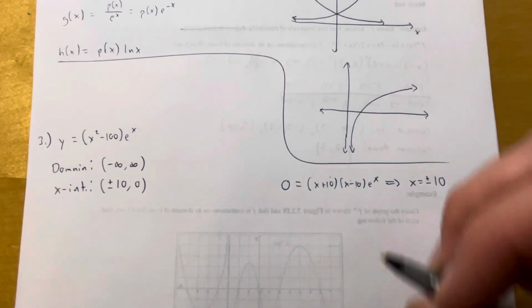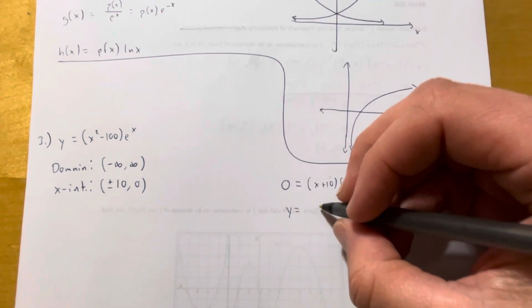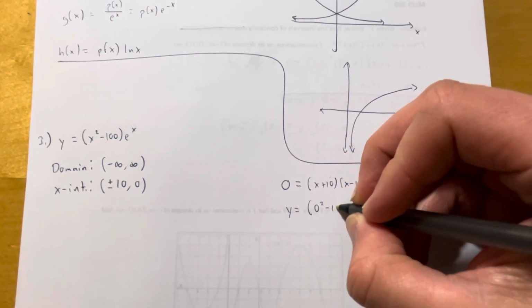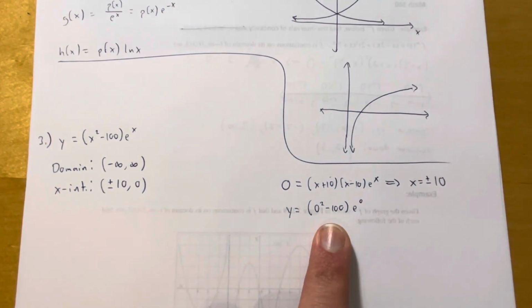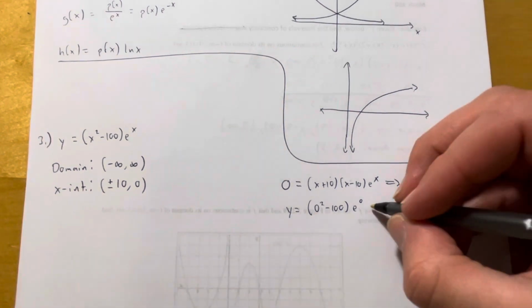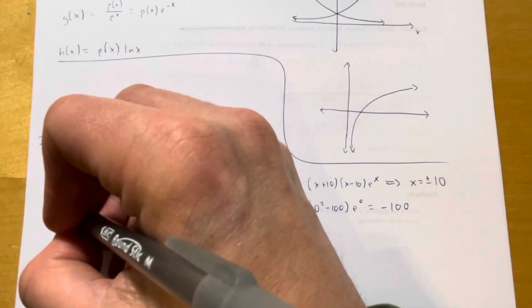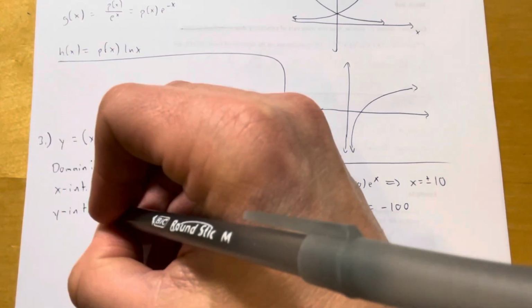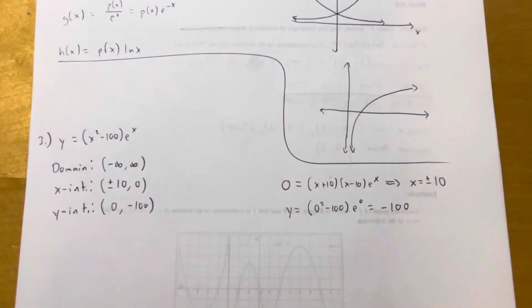For my y-intercept, I plug 0 in for x. So y is equal to 0 squared minus 100 times e to the 0. Well, this would be negative 100, and e to the 0 is equal to 1, so negative 100 times 1 is just negative 100. That gives me the one y-intercept for this function. 0 is my x-coordinate, negative 100 would be my y-coordinate.